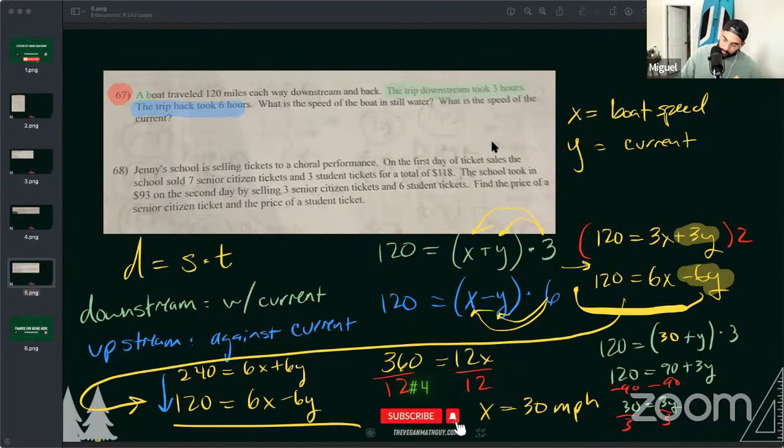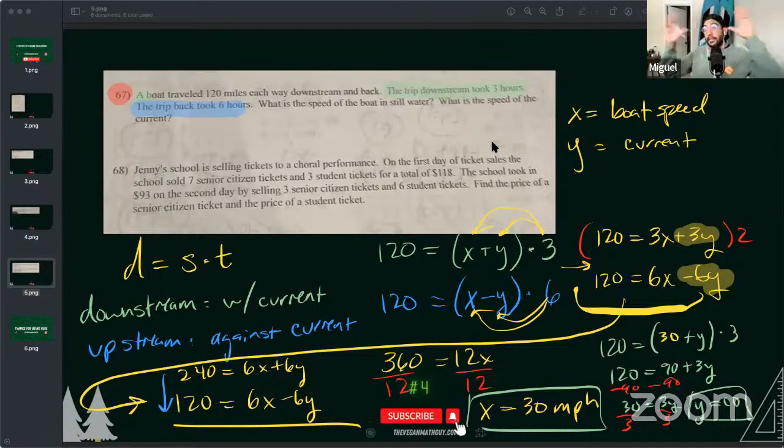Whoops, I did it in blue. Let me continue doing it in green. y is equal to 10. Okay, so in this case, they didn't really want a specific coordinate. They just want to know the speed of the boat, which is 30 miles per hour. And then what is the speed of the current? I noticed that I just put 10, but it should be 10 miles per hour. So make sure you label. Some teachers get really picky about that.